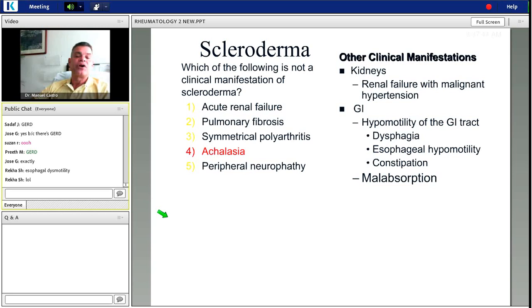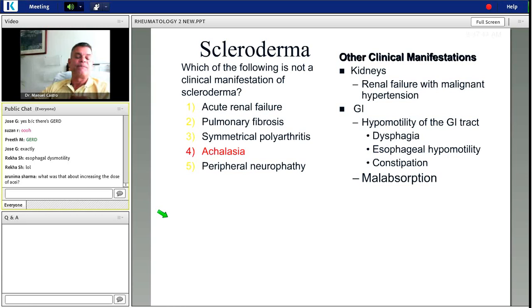For hypomotility of the GI tract, they're going to have dysphagia, and you remember there's going to be dysphagia to solids and liquids associated with GERD, right? They can have esophageal hypomotility, okay? That's why they develop the dysphagia. They can also have hypomotility of the GI tract other than the esophagus, such as the intestines, and that will cause constipation in these patients. Because of the lack of transit of the food in the gut, they can actually have malabsorption as well.